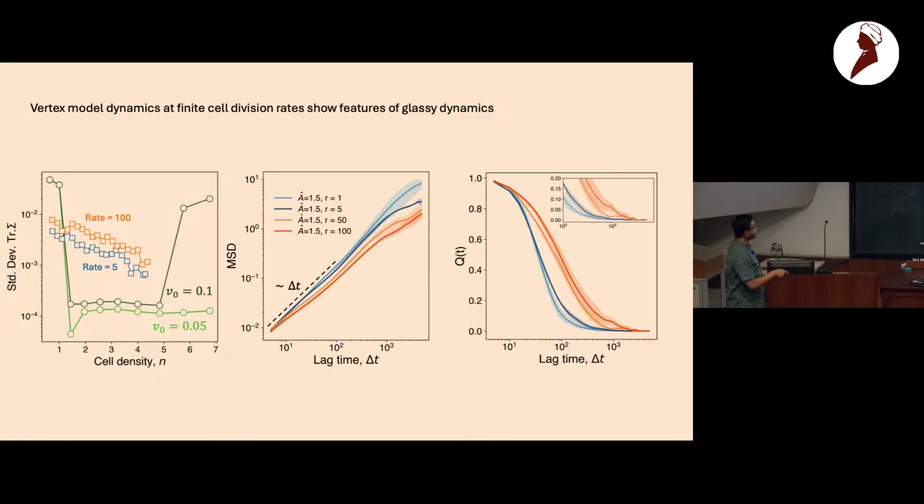What is more interesting is that we can also calculate the mean square displacement, which shows that at low enough division rate, you actually get diffusive behavior like a normal fluid. But at high division rate, you immediately go into a subdiffusive regime, which stays subdiffusive throughout.